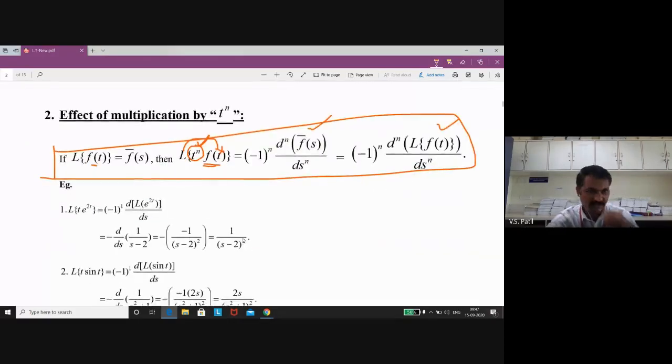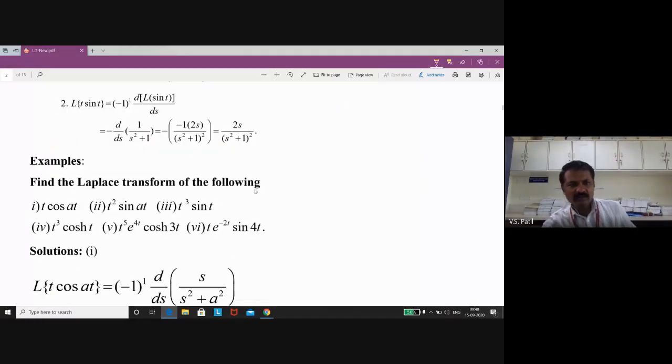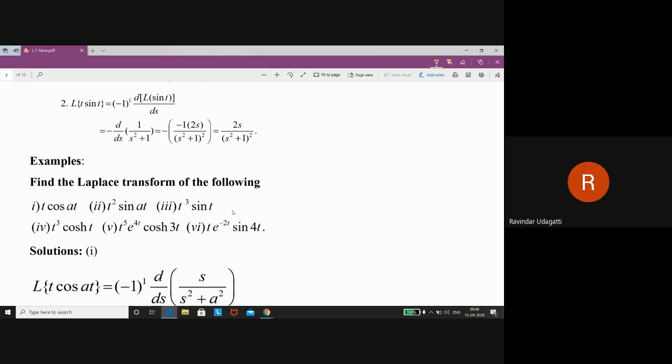If I am going fast, please tell me. With respect to that, I think we have solved these many examples in the last class. Am I right? Am I right or wrong? Yes, sir. Okay.